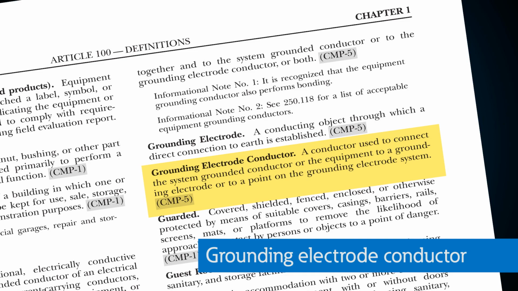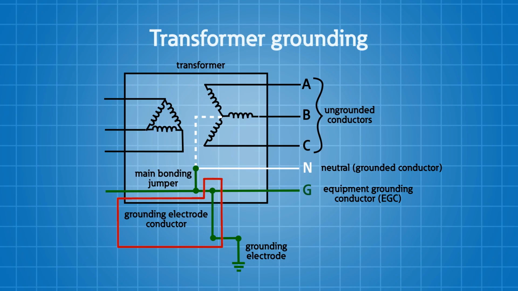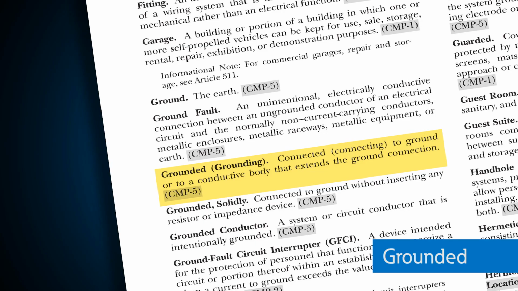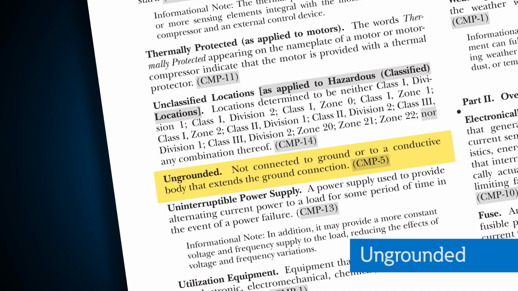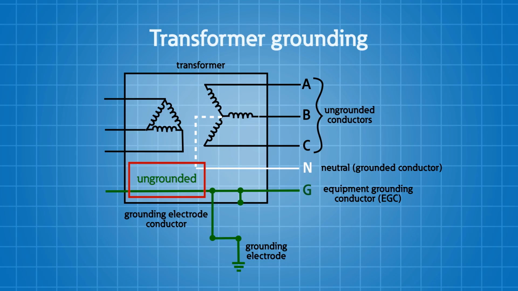Now let's talk about the grounding electrode conductor. This is the conductor used to connect the system neutral conductor, grounded phase conductor, or the equipment to the grounding electrode system. When we use the term grounded, we mean connected to the earth or to some body that extends that earth connection. Ungrounded is just the opposite, right? It's not connected to ground or to a conductive body that extends that ground connection.